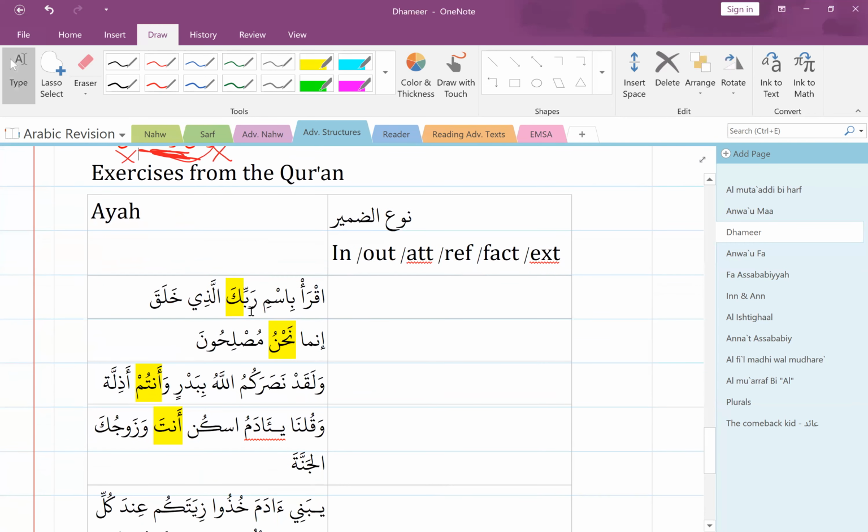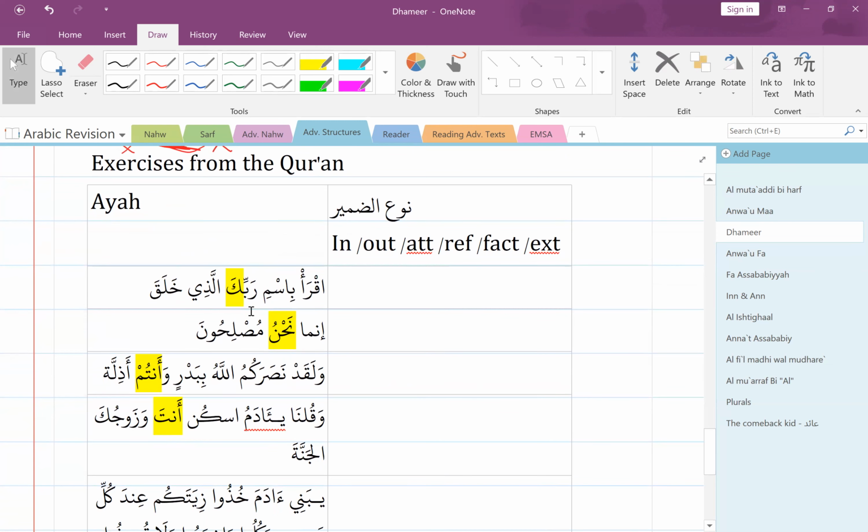All right, great. So let's do some basic exercises here from the Quran. This is a simple basic exercise just to identify what kind of pronoun we have. And we'll do all the pronouns, including inside, outside, attached, and then referee pronoun, fact of the matter, and the extracted pronoun.